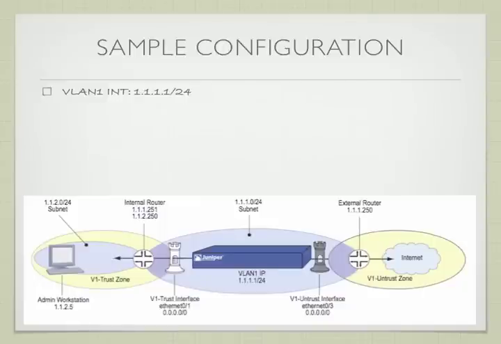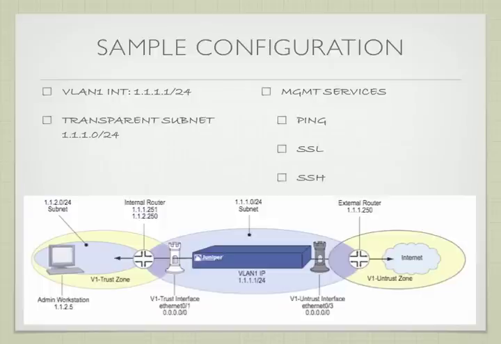So in this case, VLAN 1, we're going to assign it an IP address of 1.1.1.1/24. Our whole transparent subnet broadcast domain is this /24, 1.1.1.0/24. And we're going to enable these management services, ping, SSL, and SSH, to be able to manage the ScreenOS device. So this is our sample deploy of a transparent mode ScreenOS, and in this case we're going to use the V1 trust and the V1 untrust built-in zones.